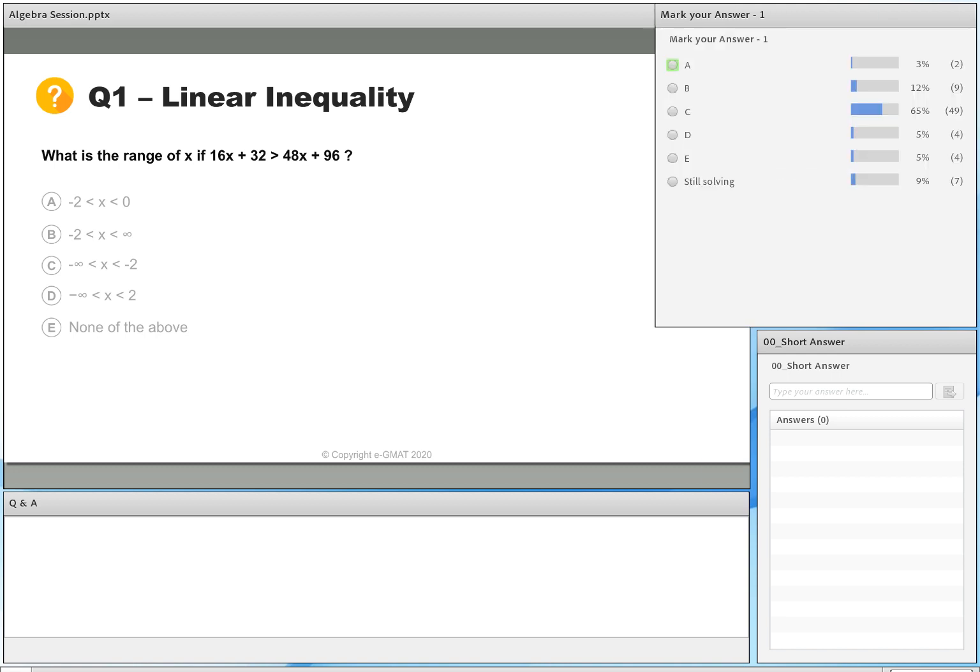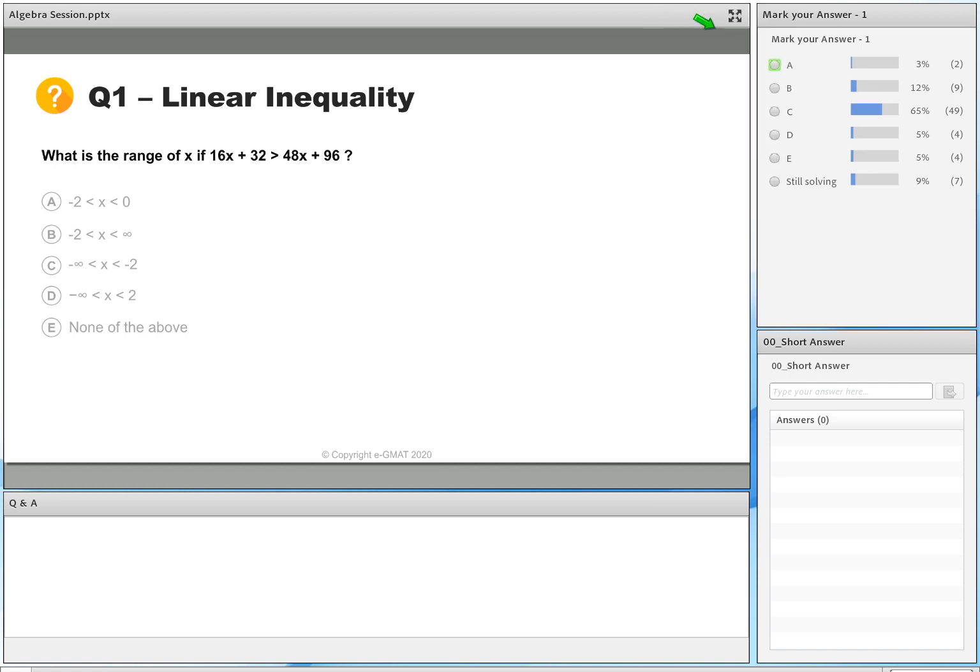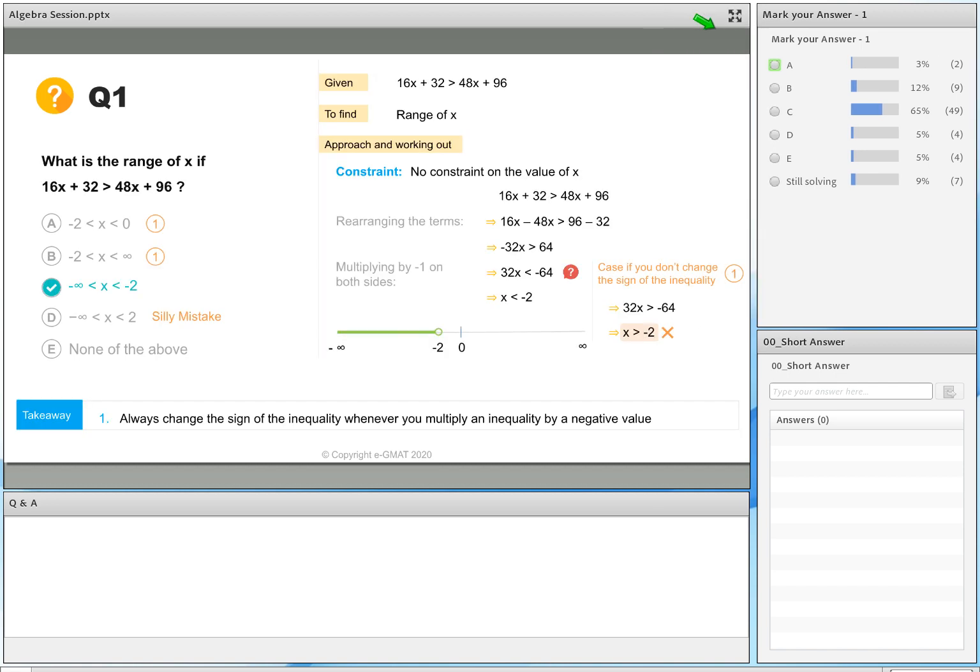Yes, so the majority, 65% of you went with choice C, and C is the correct answer, so good job. We had the next closest competitor in choice B, so 12%. Not a very large percentage, but yes.